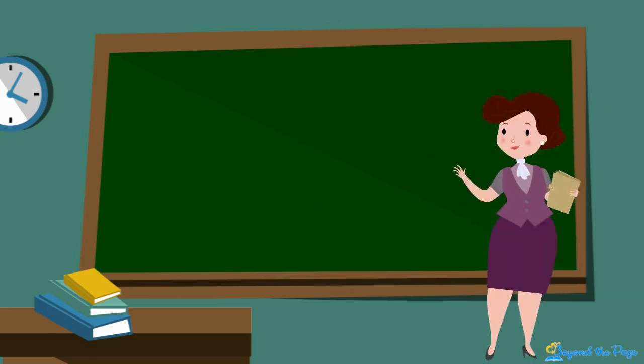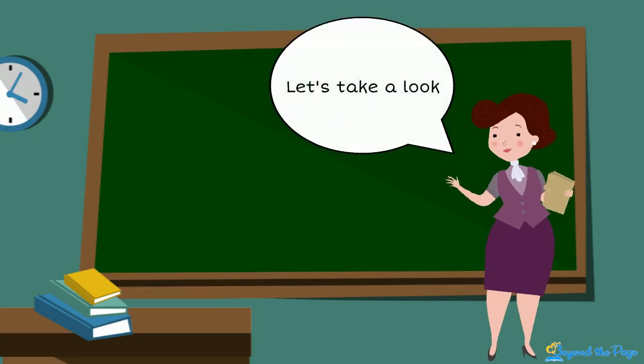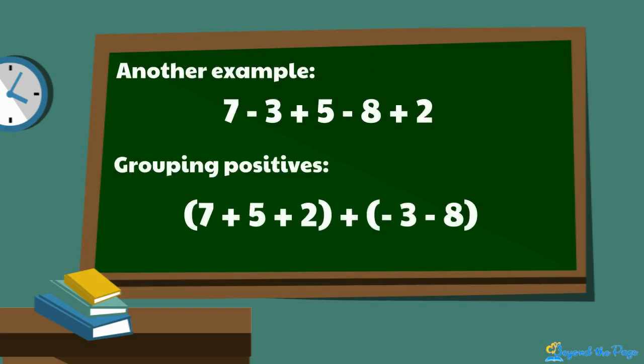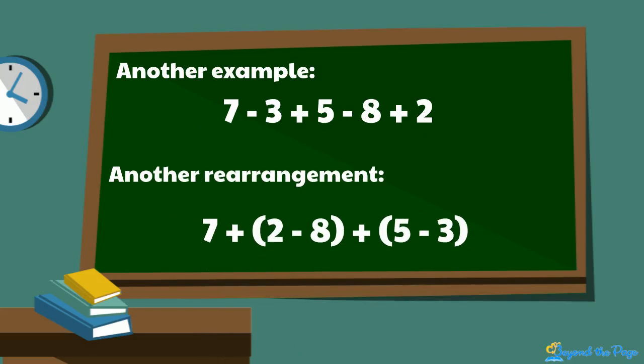And here's a final thought. While it is helpful to group the positive numbers together and the negative numbers together, there are other possibilities for rearranging an expression. You should move and group the addends in whatever way helps you best solve the expression. Remember that any moving or grouping is done after changing subtraction to addition of the opposite.